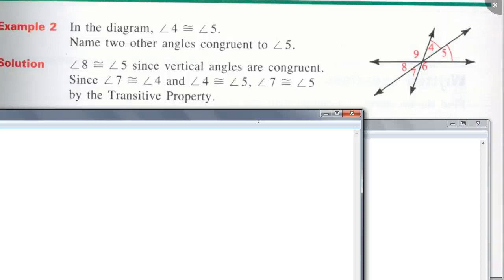Because with substitution, you can't just substitute this. Oh, one person here. Why can we not use substitution? Samantha, why not? Because substitution... That's correct. Remember, substitution is for equalities only, not for congruence.